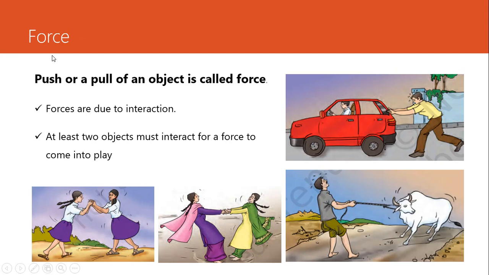Force. What is force? Push or pull of an object is called force. Forces are due to interaction. Like here two girls are fighting and pushing each other. And here two girls are dancing and pulling each other. Here a man is pushing a car and here a man is pulling an ox. At least two objects must interact for a force to come into play.